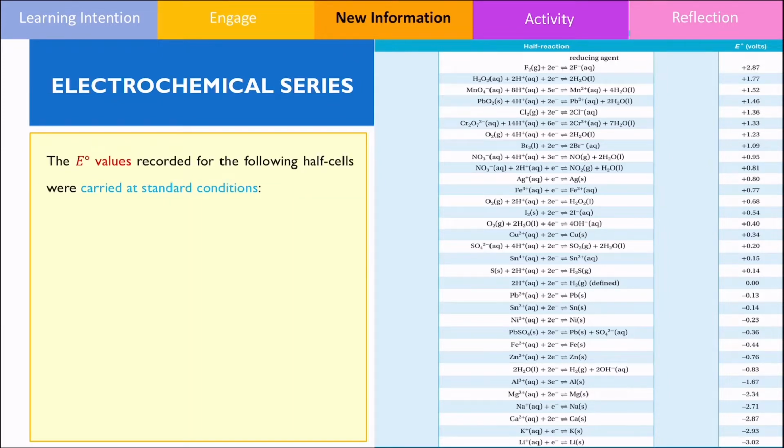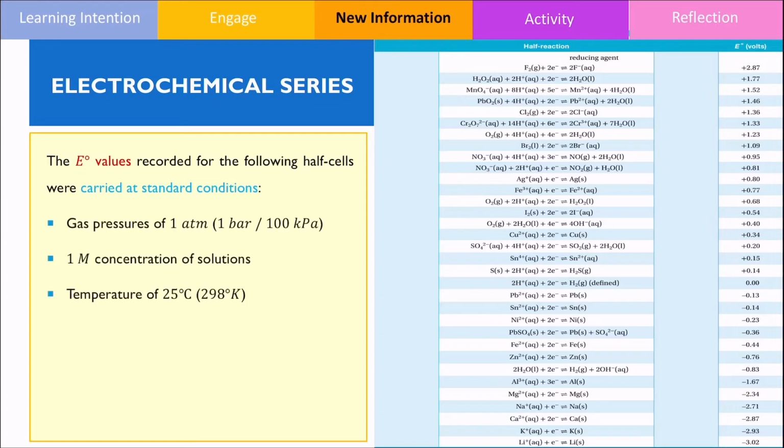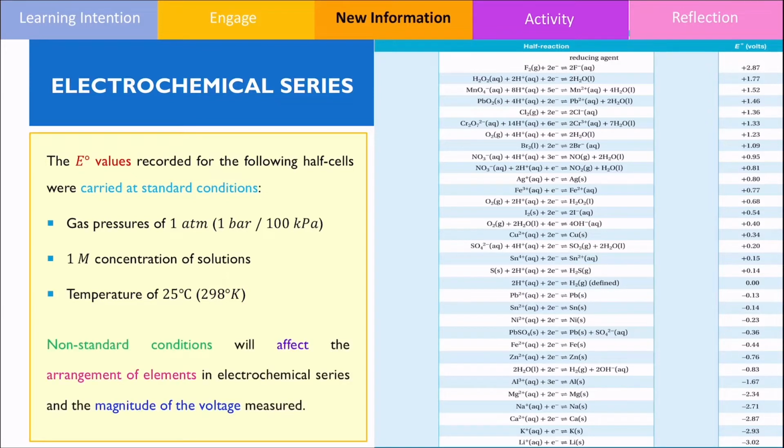The E values recorded for each of the reduction half equations were measured at standard laboratory conditions, which means it was conducted at 1 atmospheric pressure, 1 molar concentration of solution, and at a temperature of 25 degrees Celsius. Please bear in mind that measurements outside of these standard conditions will affect A, the order of reactivity in the electrochemical series, and B, the magnitude of the voltage measured.